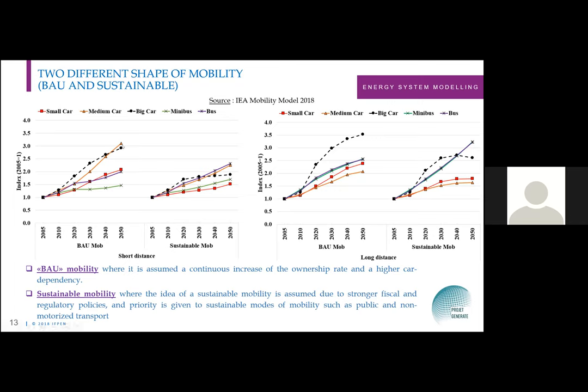transport. So as you can see here, for example, if I'm taking this example in short distance, we have the evolution of the mobility. It's better to see it in the long distance. For example, here we can see the evolution of big cars, and they are all reducing due to a shift to public and non-motorized transport. And we are seeing more mobility, for example, for buses, and here it was lesser in the BAU mobility.